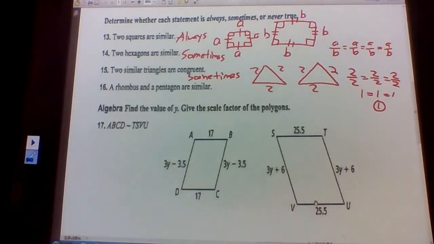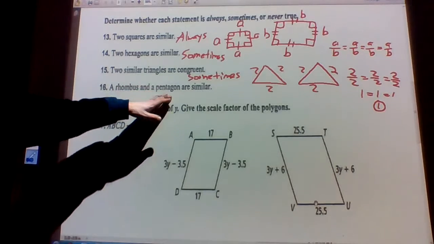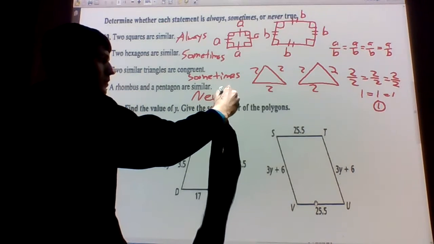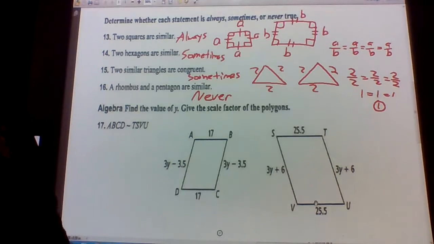Okay, a rhombus has 4 sides, a pentagon has 5 sides, so this is going to be never. They don't even have the same number of sides. How could the sides possibly be proportional? They can't be.